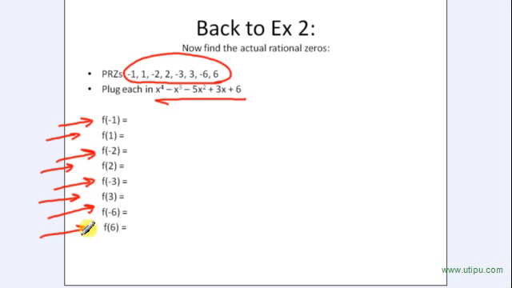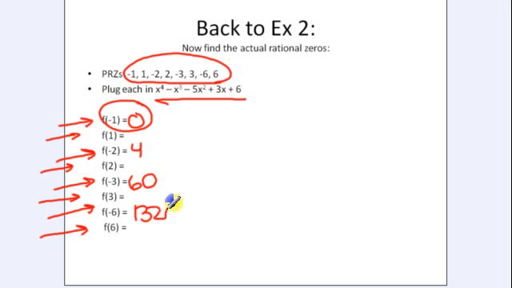So you plug in -1, you should get 0. So there's our first 0 for this function. Plug in -2, you should get 4. Plug in -3, you should get 60. Plug in -6, you should get 1,320. So no more zeros for our negatives.